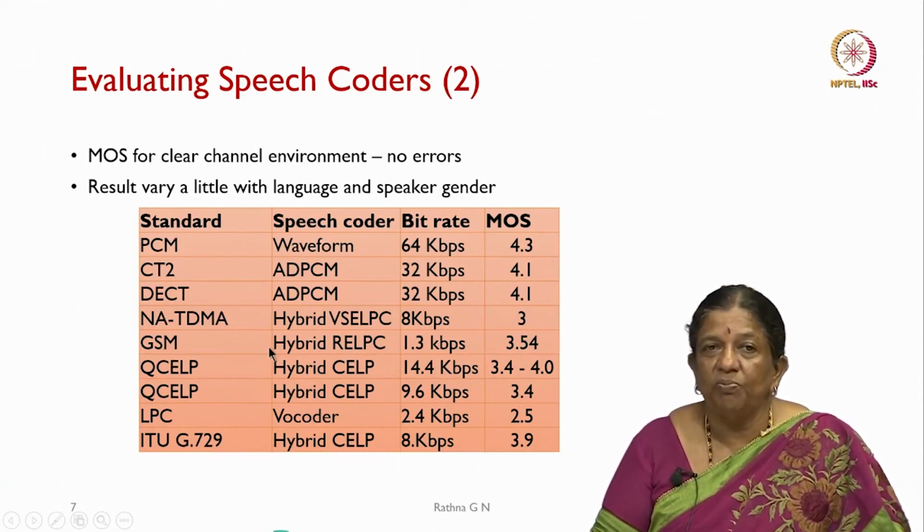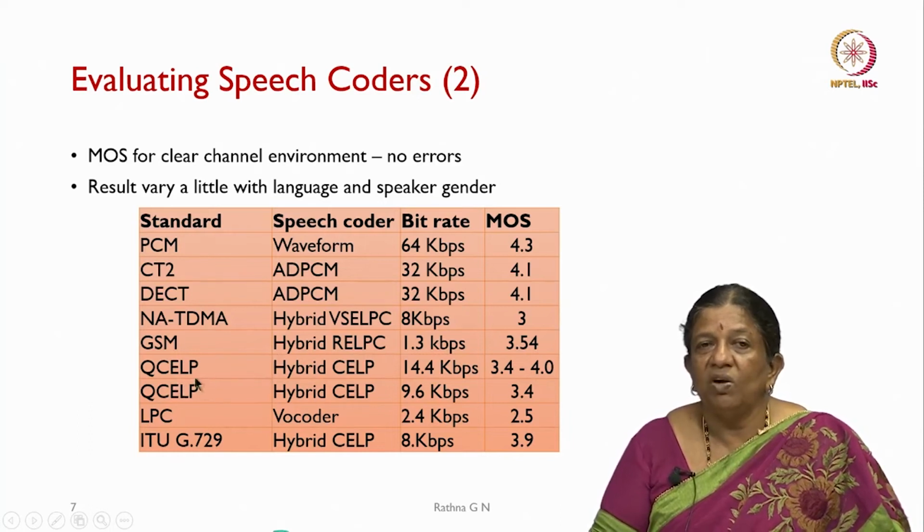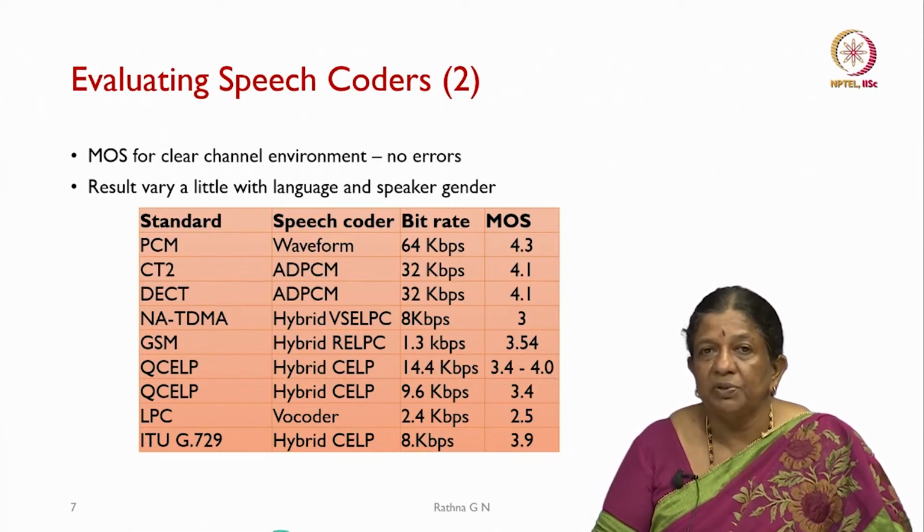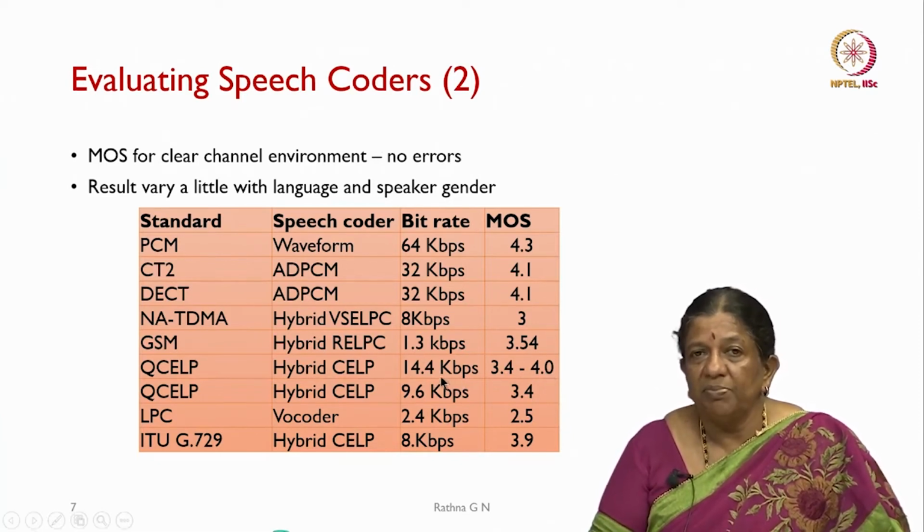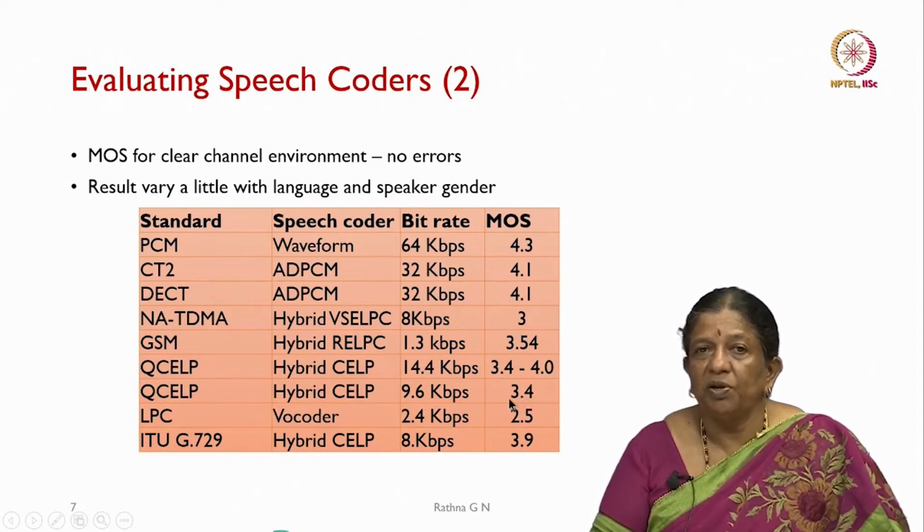GSM is much more popular, and then there is quantized CELP, the hybrid CELP, which is going to use 14.4 kilobits per second. The mean opinion score you can see is varying between 3.4 to 4.0, so it has a better quality. Then hybrid CELP, which runs at 9.6 kilobits per second, has a minimum that is shown at 3.4.